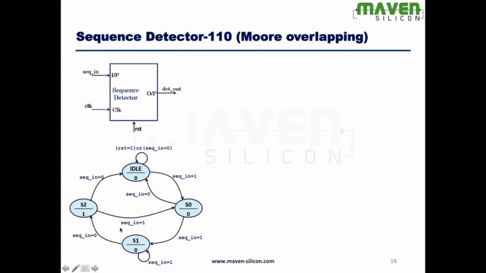And this is how the FSM looks. There are 4 major states: idle, S0, S1, S2. In S2, you are going to get output 1. This is how the transitions are going to be. You can analyze this FSM later.